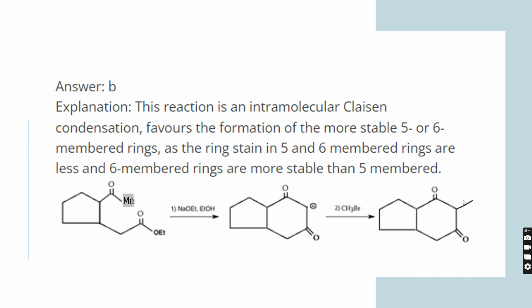I hope the mechanism was clear to you and why we chose the kinetic enolate rather than the thermodynamic enolate. That concept you must remember while solving this particular type of question. You have to always forbid formation of 3 or 4 membered cycles. If you have the possibility of 5 or 6 membered rings, always follow that path.